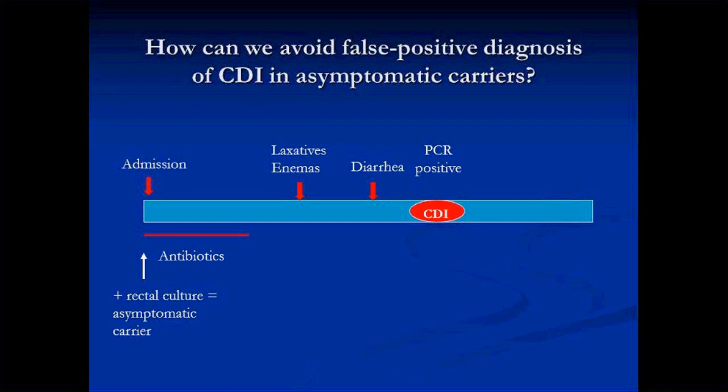So imagine we have a patient who's admitted to the hospital, and they're colonized with C. difficile. We give them laxatives, as we did for our patient, and then they develop a loose stool, you order C. diff testing, the PCR is positive, and so you have a case like our patient.